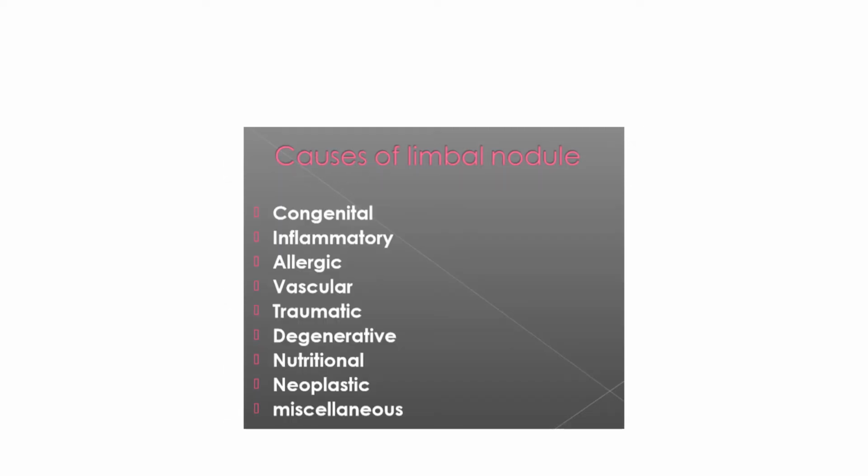Causes of limbal nodule. Congenital causes like dermoid, dermolipoma or a nevus. Inflammatory causes like episcleritis and scleritis. Allergic causes like phlyctenular conjunctivitis or vernal keratoconjunctivitis or ophthalmia nodosum. Then traumatic, we have a granuloma, implantation cyst or iris prolapse covered by conjunctiva. Then degenerative changes like pingueculitis, cystic pterygium degeneration, then nutritional deficiencies like Bitot spots, neoplastic conditions like papilloma, intraepithelial epithelioma, squamous cell carcinoma, and miscellaneous.